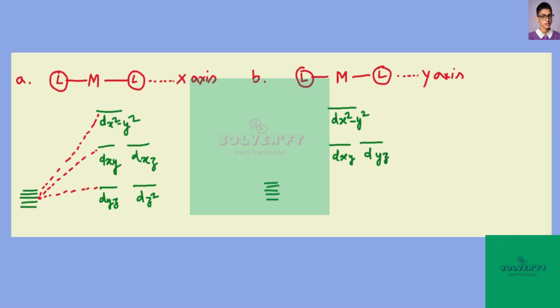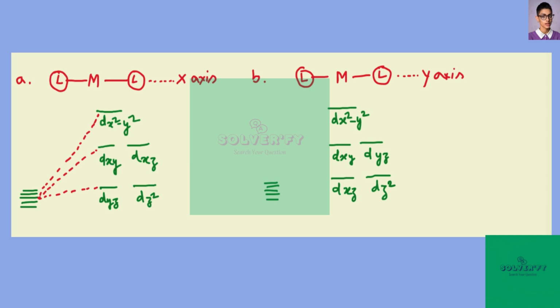Then again there are 2 orbitals which are quite far from the y-axis, and that is why the energy is minimum here, and these orbitals should be dxz and dz square. You can recognize it by just looking at the name: no y present means they are far from y, and that is why the repulsion is minimum here. So the lowest energy d orbitals are dxz and dz square.